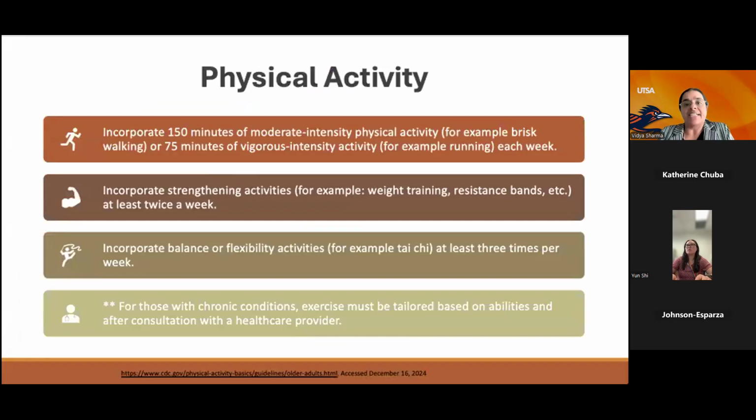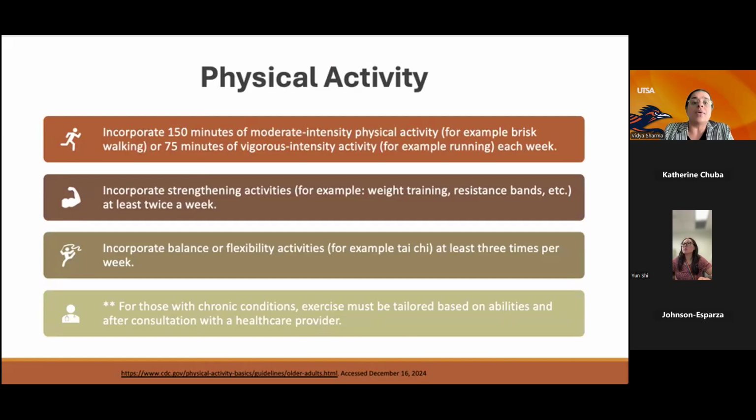And then with physical activity, again, we can never undermine the importance of physical activity. So again, the goal is to have at least 150 minutes of moderate intensity activity, or it could be 75 minutes of vigorous intensity activity. Considering that we are working with the older adult population, it's also important to have some kind of weight bearing or strengthening activities. At least 2 times per week is a good idea. And then flexibility exercises, balance exercises, do it as often as possible.